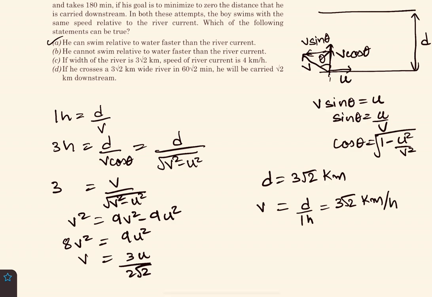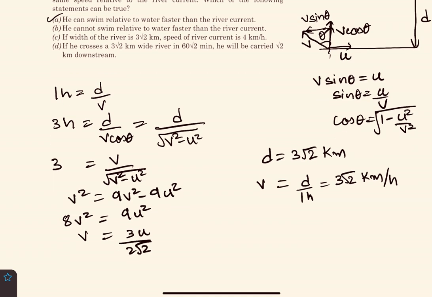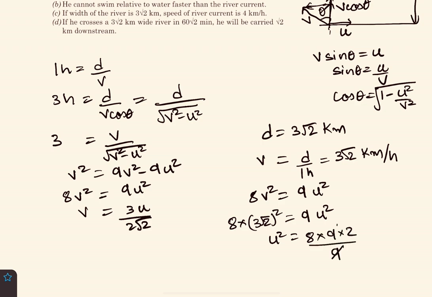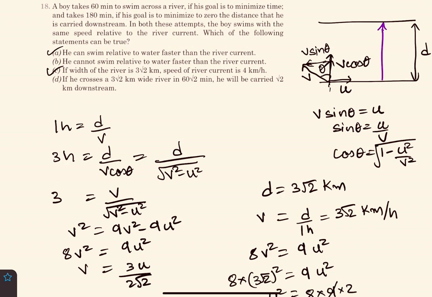Now if v is 3 root 2 kilometer per hour, we also have the second equation, that 8v square is equal to 9u square. So from there, what would we get? We would get 8 into 3 root 2 whole square is equal to 9 into u square, which would give us u square is 8 into 9 into 2 by 9, which gives us u is equal to 4, which is our option C. Let's see the next option.